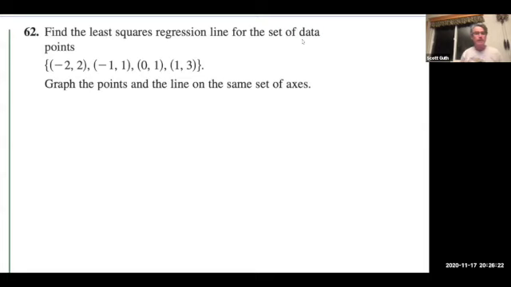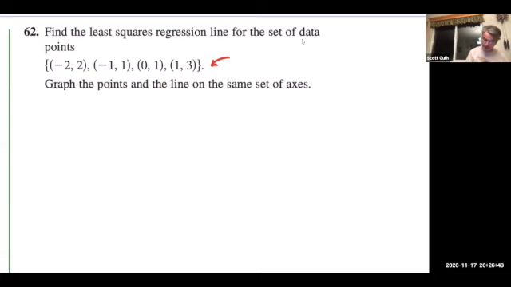Okay, so on 62, our job is to find the least squares regression line, which is just a line of best fit. You're trying to find a line that goes through the points when the points don't line up. So this ends up being a system of equations that has no solution, but we find the least squares solution with it. So these points, we want them all to be contained in one line.